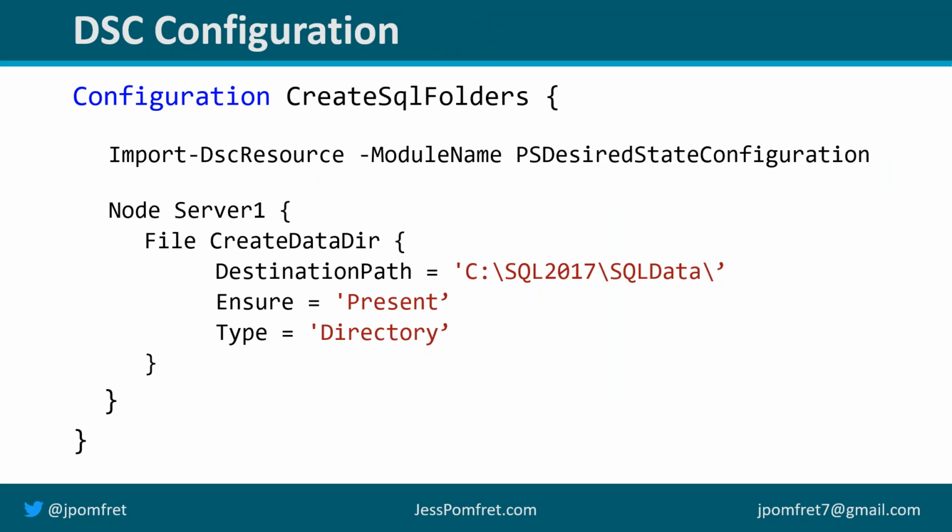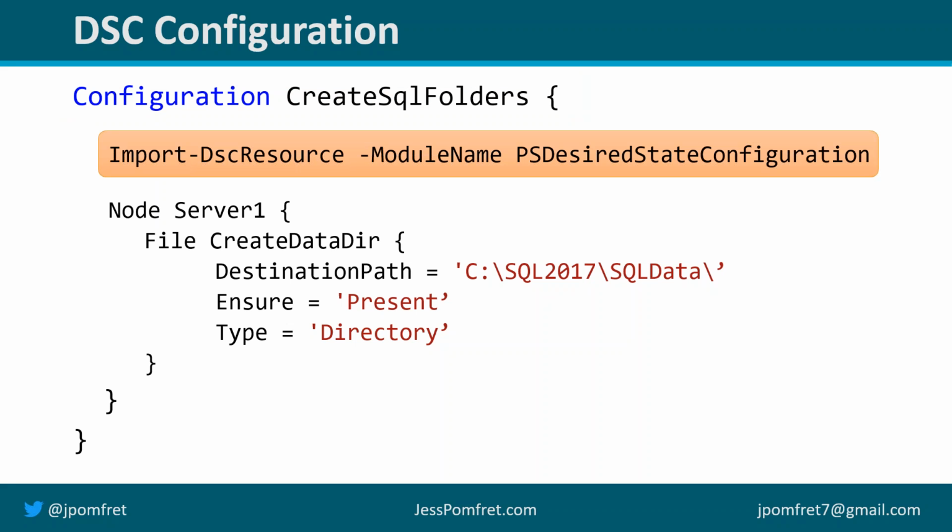Okay, so we got our resources, which is our building block. We're going to take a look at writing our first configuration document. Now, this is a real simple one. You can see I've started off with this configuration command, and I've named it CreateSQLFolders. This is the special type of PowerShell function we were talking about. Within that, I can use this Import-DscResource keyword. Now that can only be used within our configuration block, but that's how I bring in my modules with my resources.